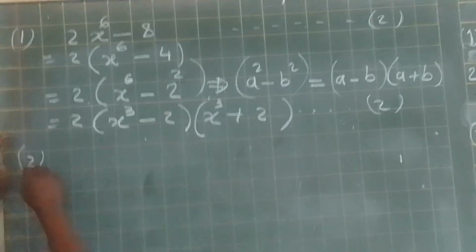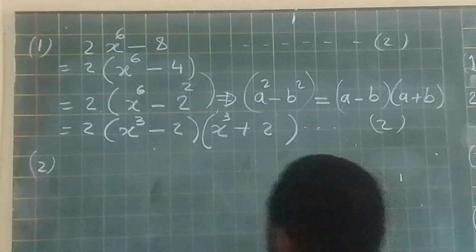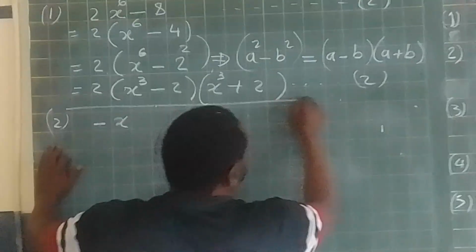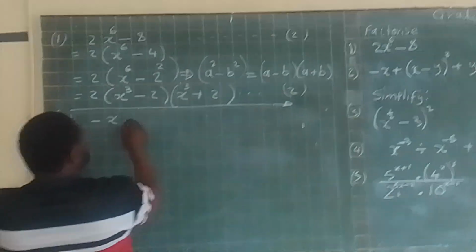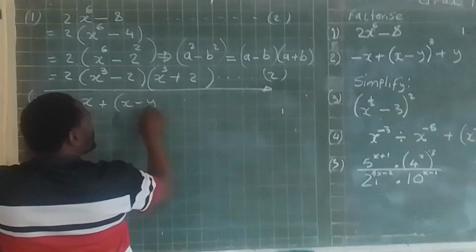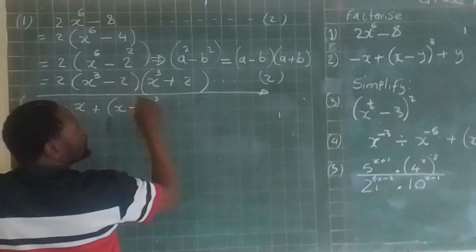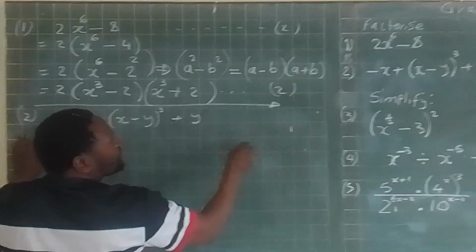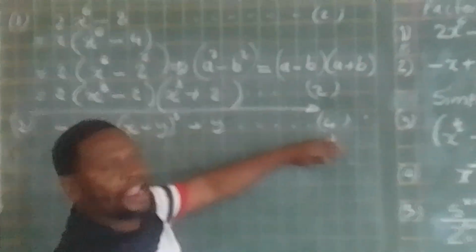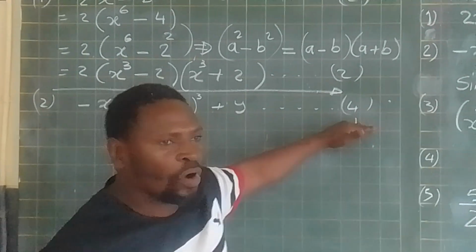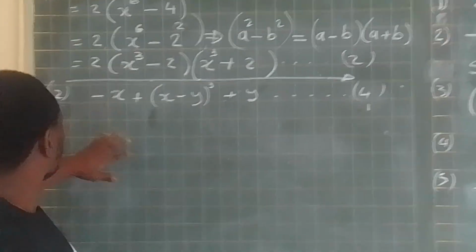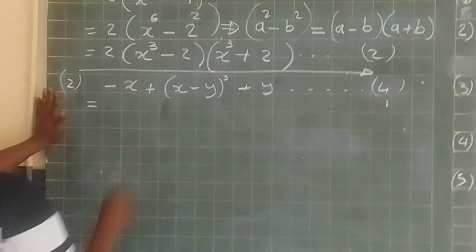Question number 2. They say factorize minus x plus, open bracket, x minus y, all cubed, plus y. For how many marks? For 4 marks. This 4 marks tells you what? You must spend a maximum of 4 minutes on this question. So rearrange everything so that you can see what you're dealing with.